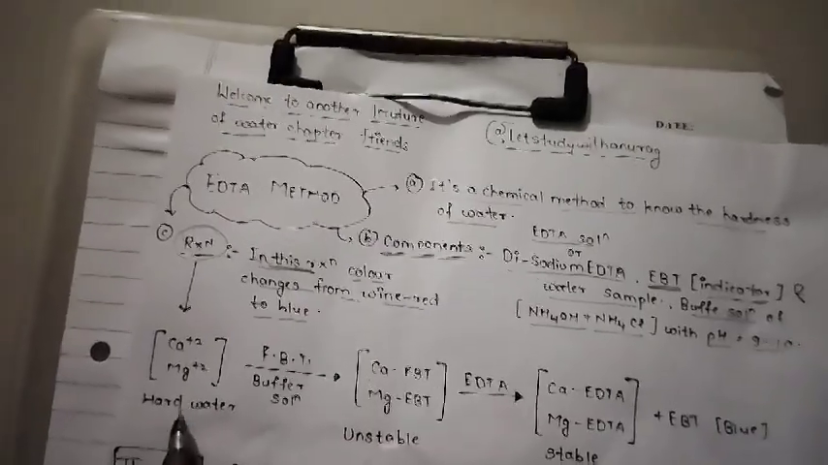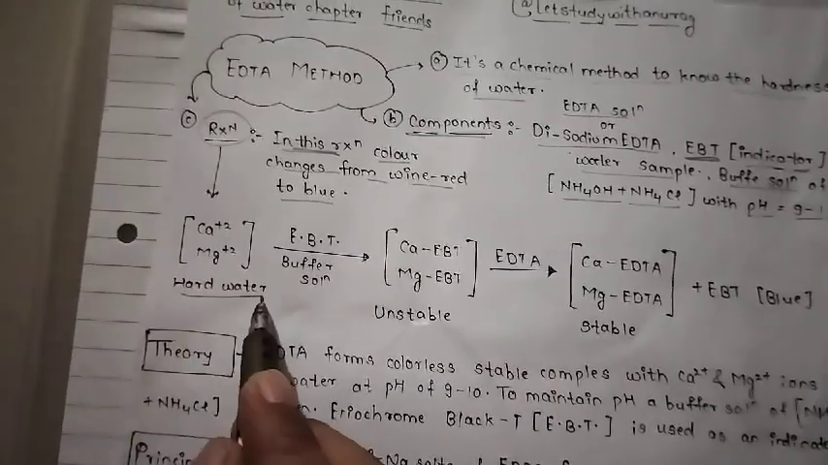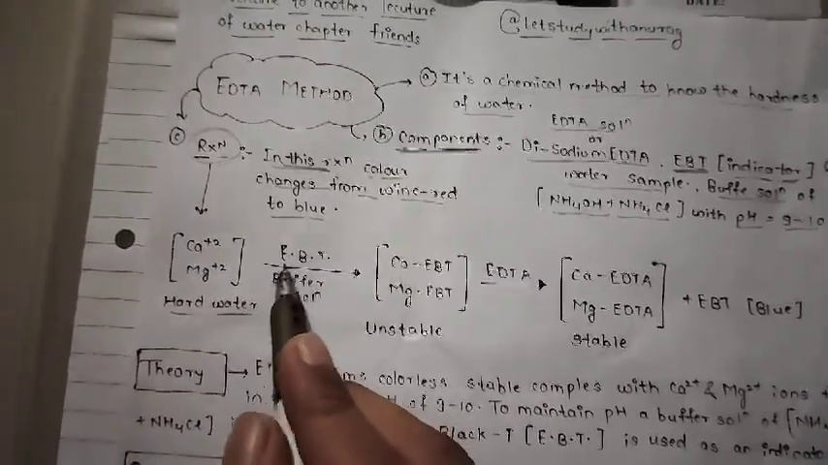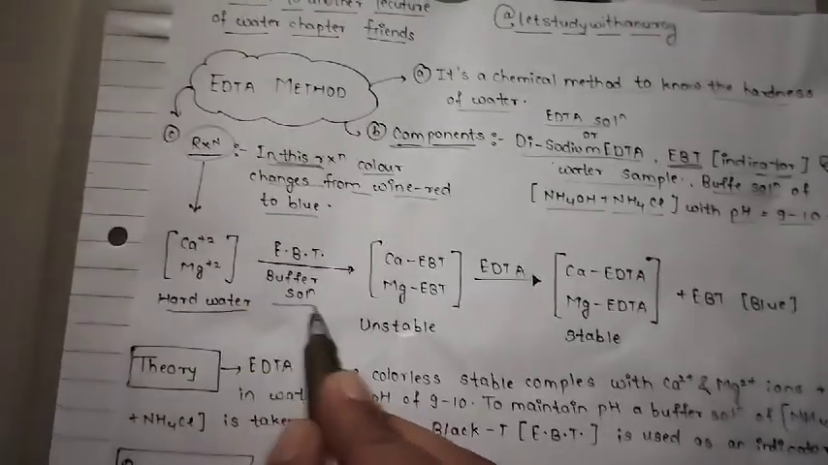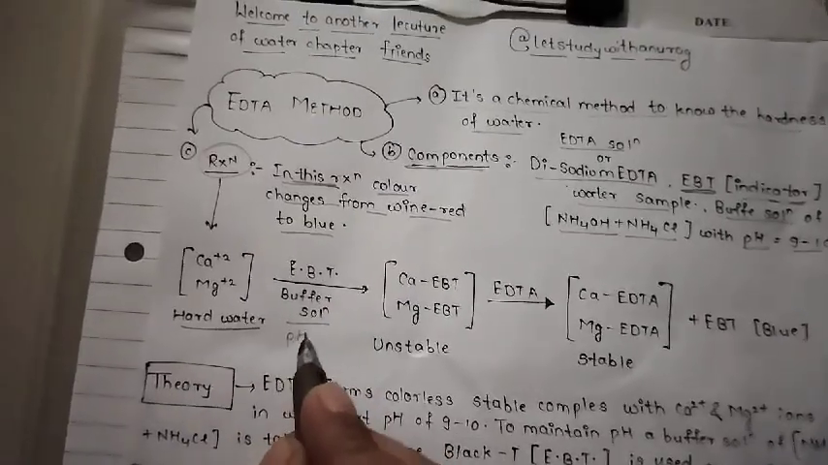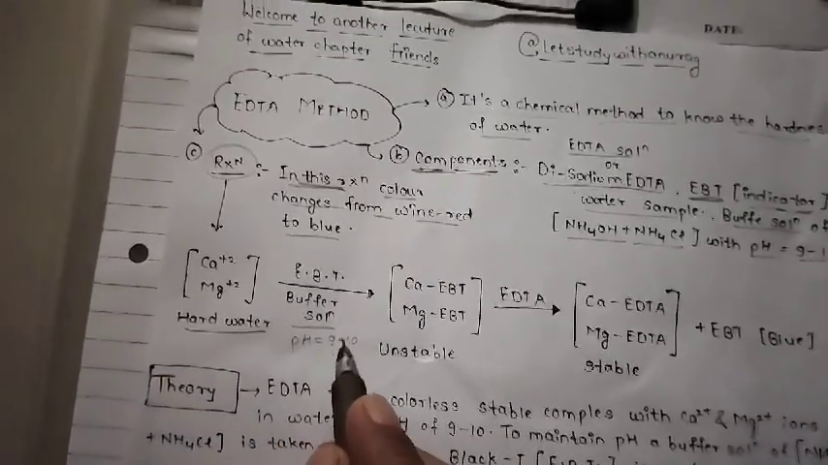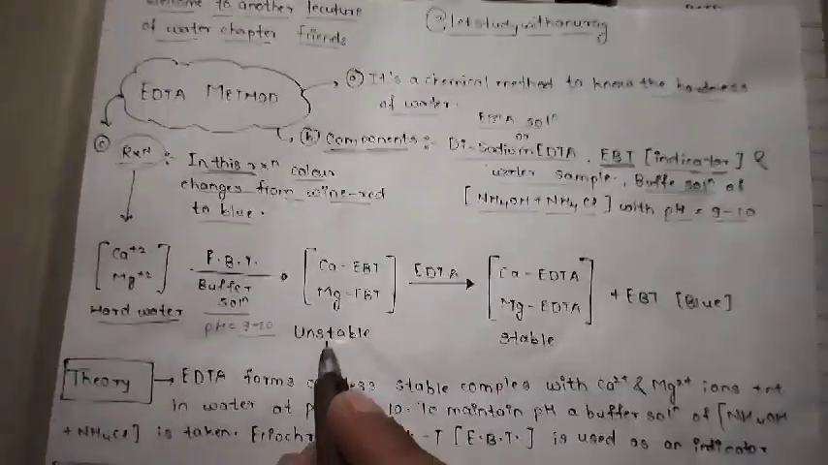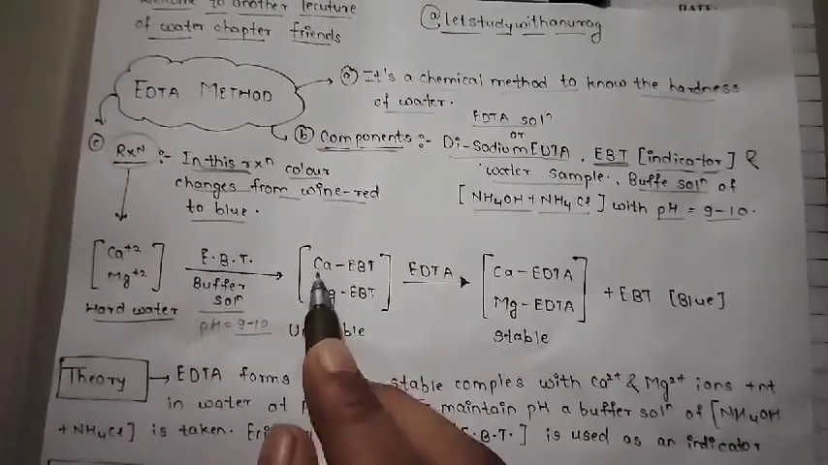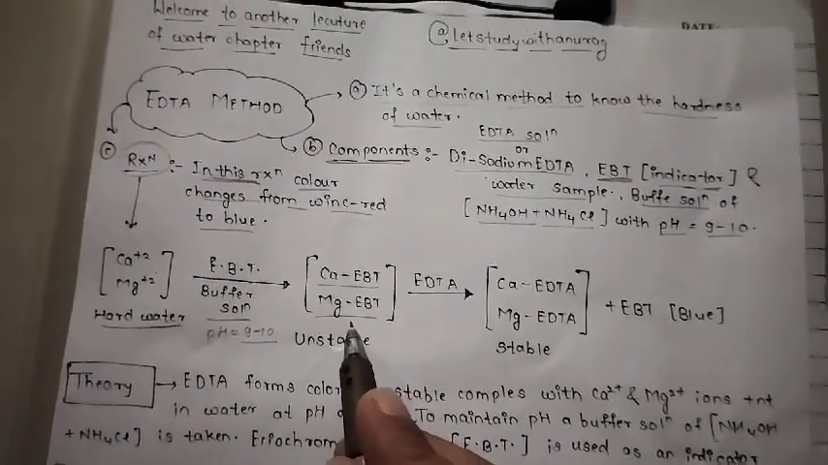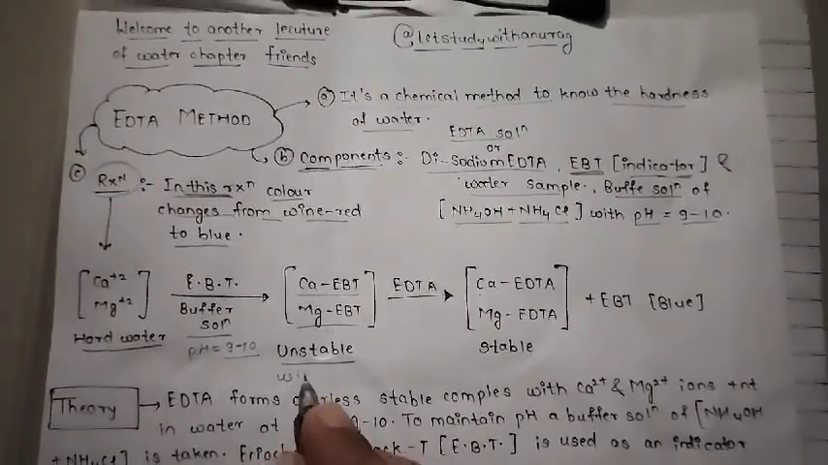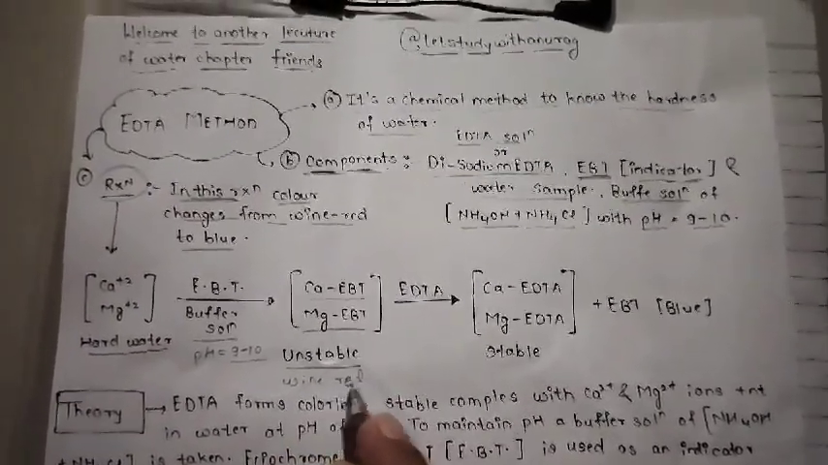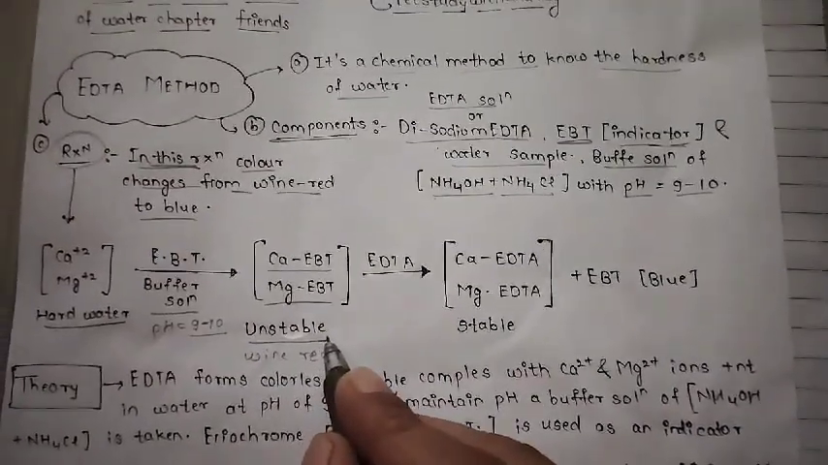Next, now you have to show the reaction. The reaction is as follows. First of all, you have to take hard water. You have to react it with the EBT, which stands for Eriochrome Black T, and the buffer solution we have taken with a pH of 9 to 10. Guys, 9 to 10 is the range of the pH which we are taking. Here it will form a metal EBT complex. This complex is unstable and its color is wine red. Please note down the color, that it's wine red, and it is unstable.